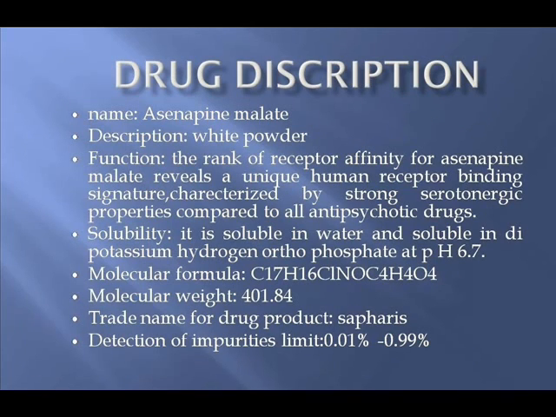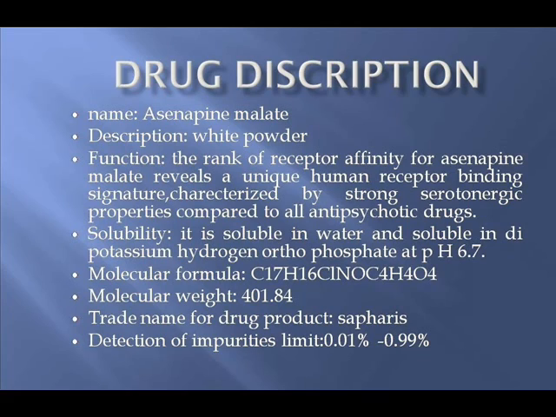Drug description. The name of the compound is S-naphin malate. It is present as a white powder. S-naphin malate is an antipsychotic drug. It is highly soluble in water and it is also soluble in dipotassium hydrogen orthophosphate at pH 6.7. The molecular formula of S-naphin malate is C17H16ClNO C4H4O4. The molecular weight is 401.84.